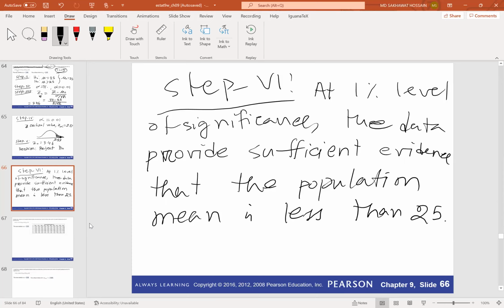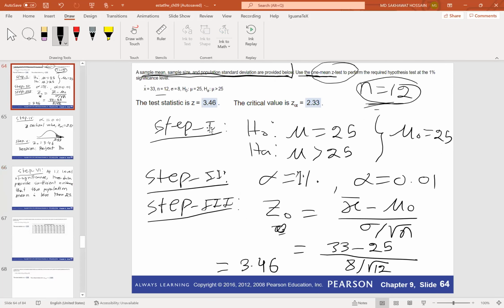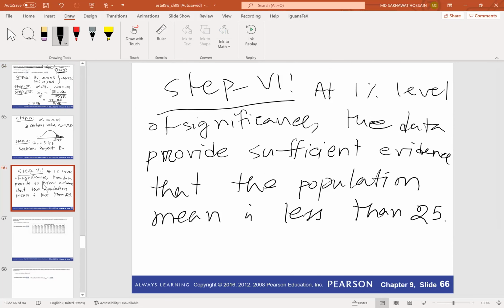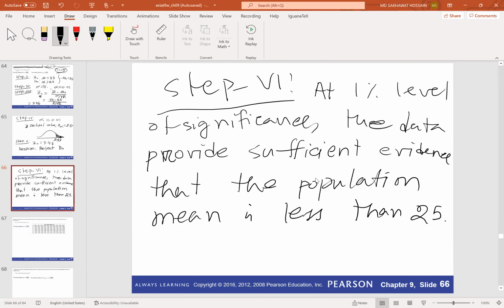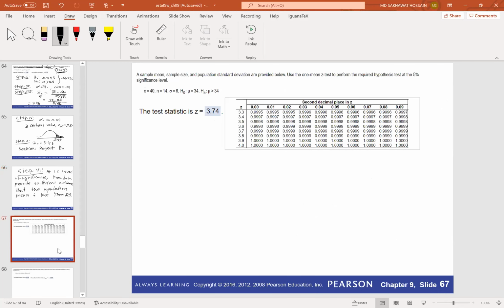Whenever you perform a hypothesis test, you need to follow these 6 steps. The first one is write the hypothesis, then determine the alpha value, then calculate the test statistic. Then step 4, find the critical value or p-value. Step 5, make your decision. And the final step is interpret the results. And this is the most important, because people will look at your final conclusion or final interpretation.